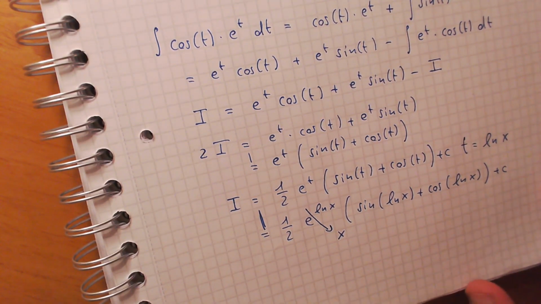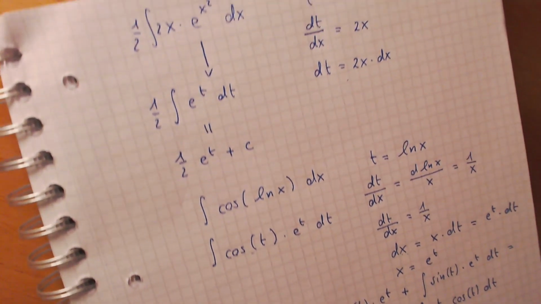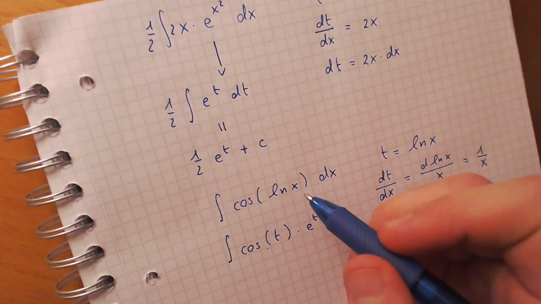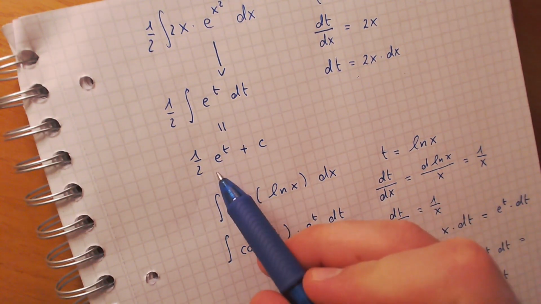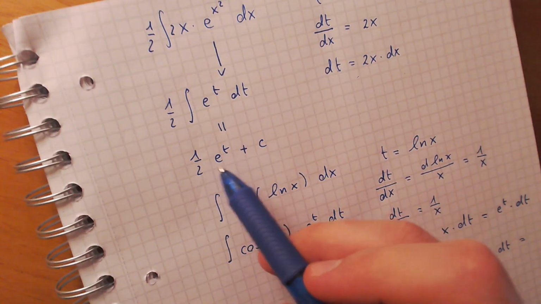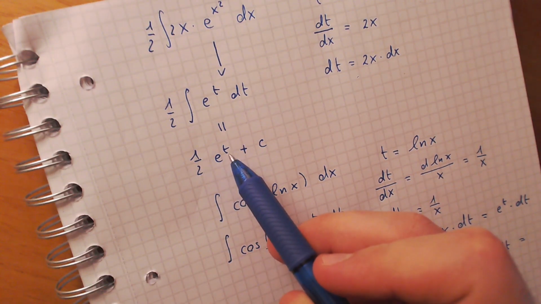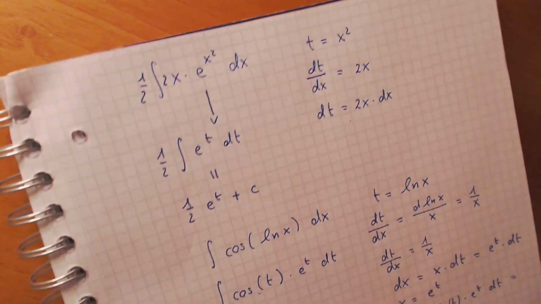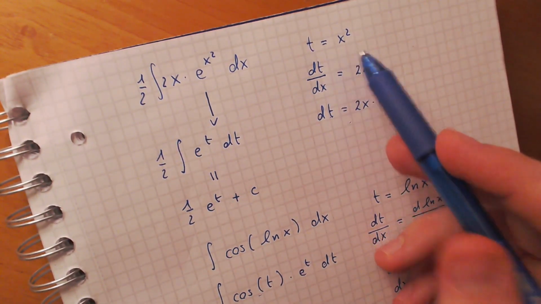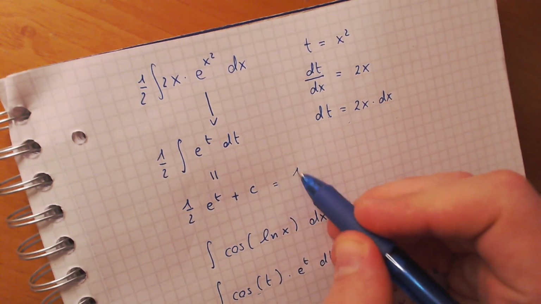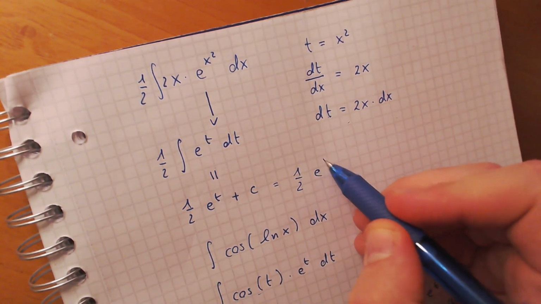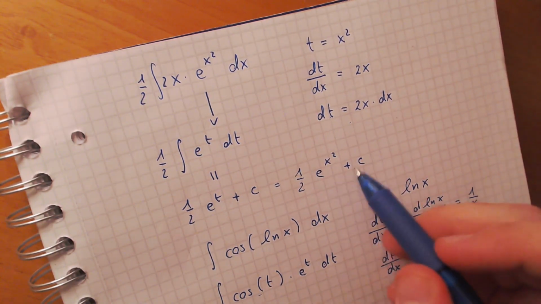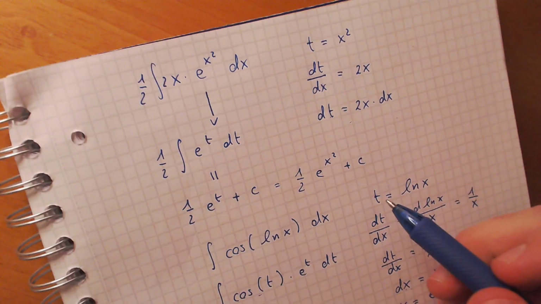Okay, I just realized that in the first exercise I didn't change the variable, so we can make it now. We said that the result is 1/2 e raised to the power of t plus C, and we know that the substitution was t is x squared, so here simply we have to consider 1/2 e raised to the power of x squared plus C. Okay, so this is the final result of the first integral.